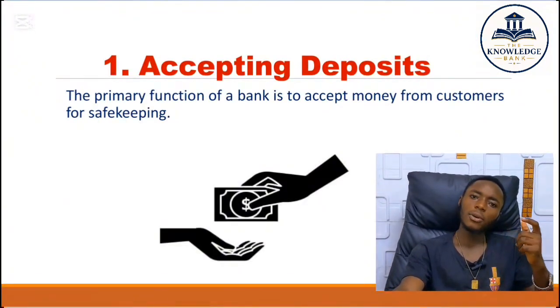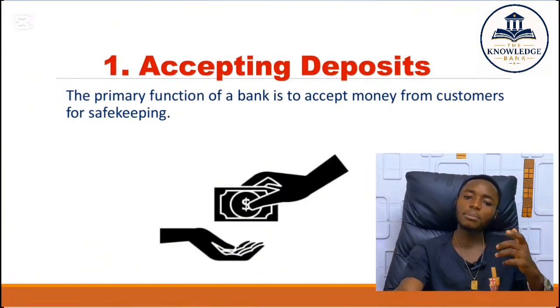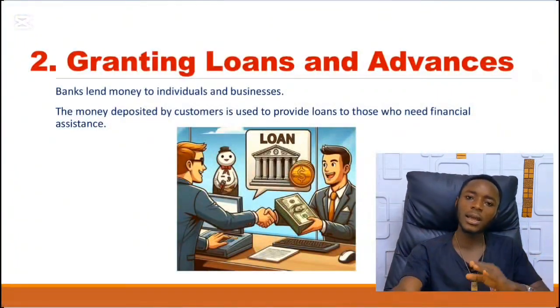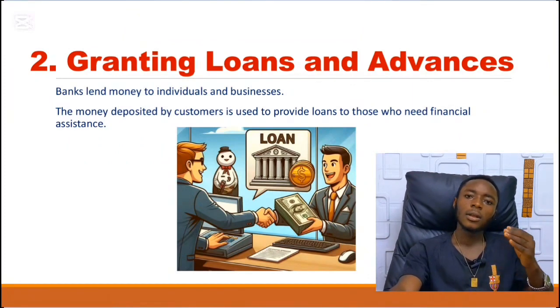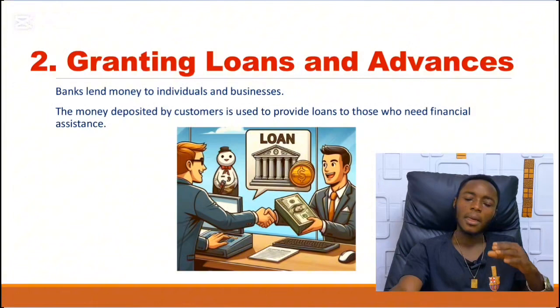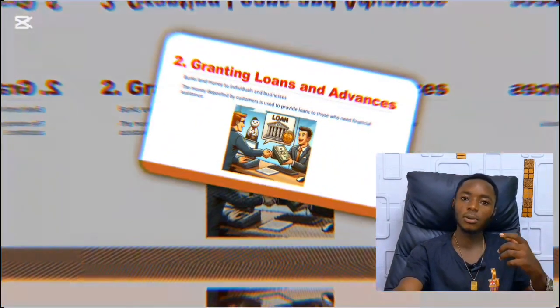So the primary function of a bank is to accept money from customers for safekeeping. As we earlier explained, people with excess money come to a bank, give money to the bank, and the bank collects this money and keeps it safely for them. Granting of loans and advances. This money that the bank receives from savers, the bank safeguards, and in turn uses this money to provide loans to other individuals who are in need of it to establish their businesses or for growth.